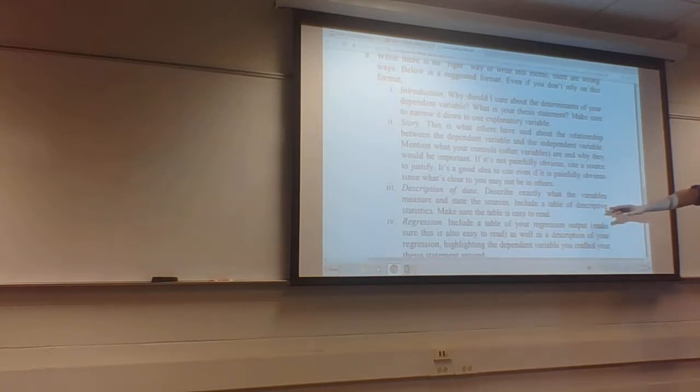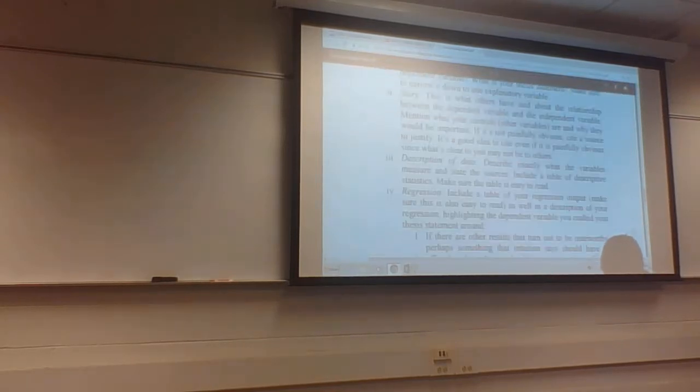Go in the description of data. This is where you say what the variables actually mean. State the sources, etc. Throw a table in. Make sure the table's easy to read. That's what you did with your table section. Descriptive statistics. You also have a table of your regression. We'll discuss it.